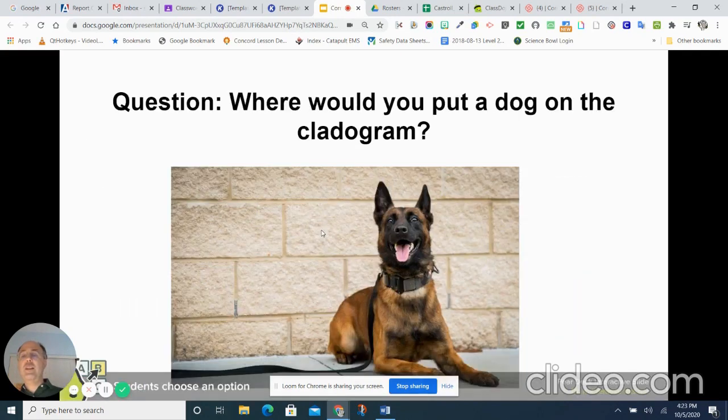So now think about this. Where would you put the dog? It's next to one of the animals. Would you put it next to the horse, next to the zebra, or next to the cat? Again, put the answer in the chat box. You're going to have to think a little bit about this one.